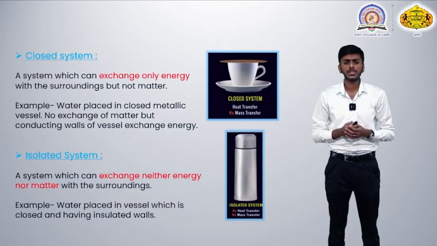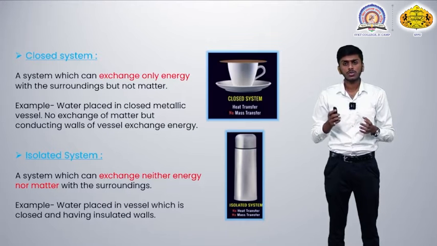Third is isolated system. A system which can exchange neither energy nor matter with the surroundings is known as an isolated system. An example in this category is water placed in a closed vessel having insulated walls. A thermos flask is one example of an isolated system. Students should note that no perfect isolated system can exist, because a minimum amount of energy can be exchanged, however much you try.